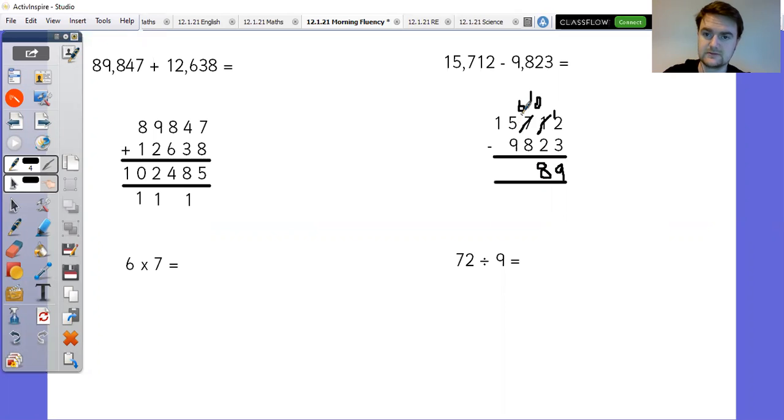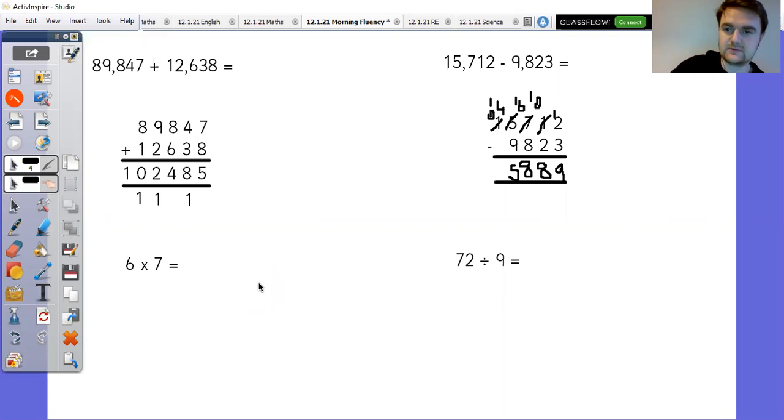I can't do 600s take away 800, so I need to borrow from the thousands. Giving myself lots of borrowing here. 1600s take away 800 is 800s. I can't do 4,000s take away 9,000s, so I need to borrow from my 10,000s. 14,000s take away 9,000s is 5, and I don't have any more 10,000s. So my answer is 5,889, as you can see, beautifully drawn on the screen.